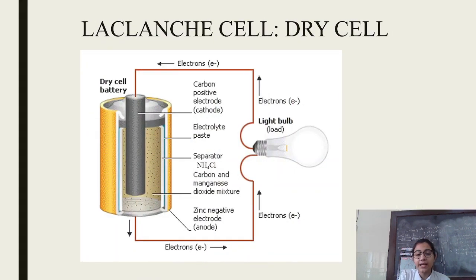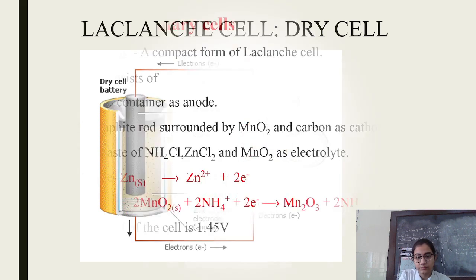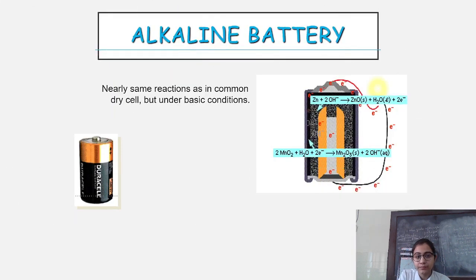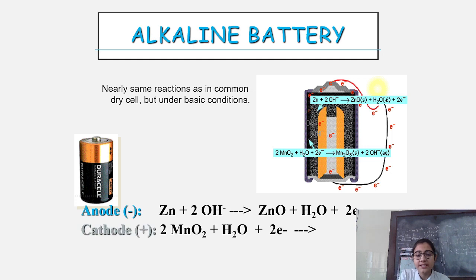This is the diagram of Leclanche cell, also known as dry cell. Primary cells. Dry cell, it is a compact form of Leclanche cell. The EMF of the cell is 1.45 volt. Alkaline battery. Nearly the same reaction as in dry cell, but under basic conditions. The reaction is as follows.